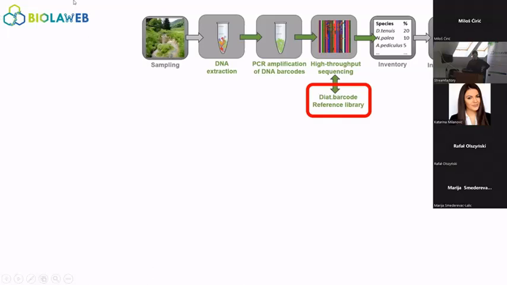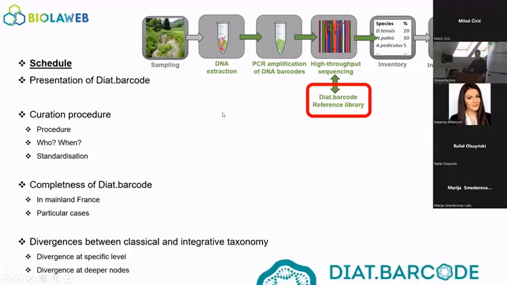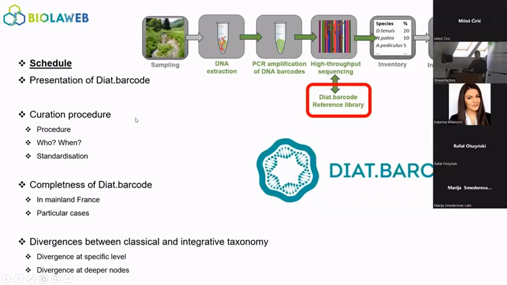And so you can recognize here the workflow. We'll talk about the Diatom reference library, which is adapted to Diatom metabarcoding. And here I present the schedule that I would like to give you. I will first make a presentation of Diatom. Then we'll talk about how we curate the data. I will give you some words about the completeness of this reference library. And the last part will be about the divergence that we can see between classical and integrative taxonomy.